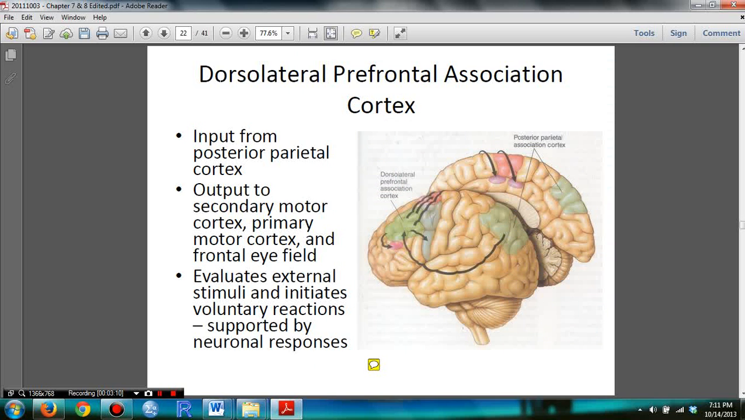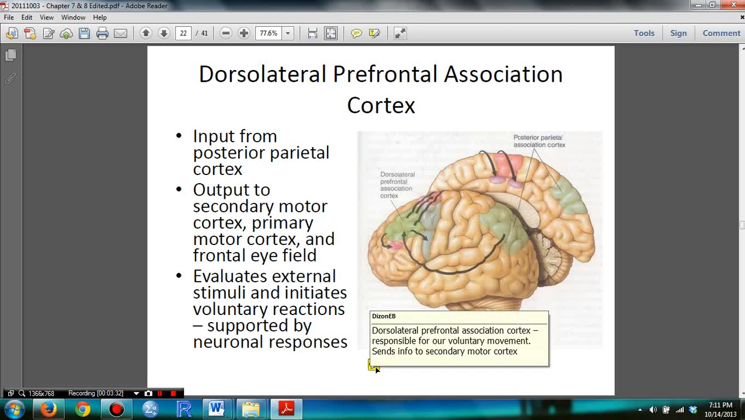And then for the dorsolateral prefrontal association cortex, basically it receives input from the posterior parietal cortex and sends output to the secondary motor cortex, primary motor cortex, and the frontal eye field, and evaluates external stimuli and initiates voluntary reaction. It is supported by neural responses. So the dorsolateral prefrontal association cortex is responsible for voluntary movement. It sends input to the secondary motor cortex.